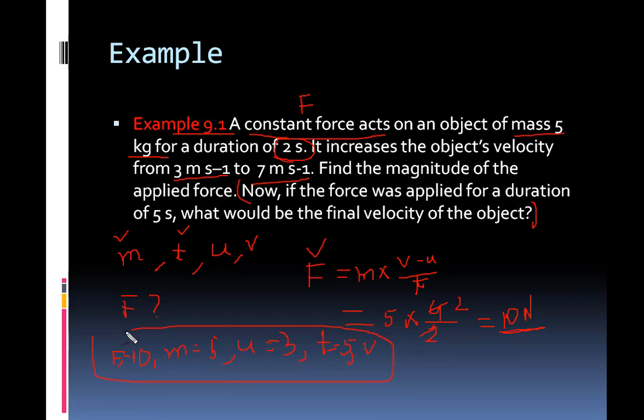Same process. This is the formula for this question also. In place of F, write 10. In place of mass, write 5. U, 3. T, 5. Solve this one. You'll get the value of V. Okay. So this is all about this question. Let us solve some other questions.